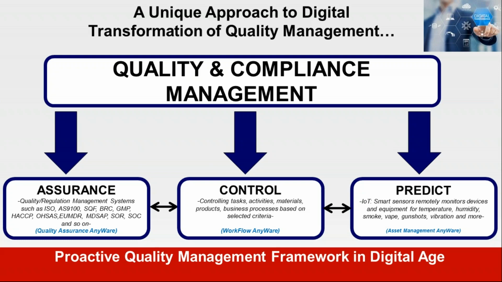And finally, there is the predict piece. That's where you become predictive. That is where you think ahead with the help of IoT devices, with the help of smart sensors, so you can remotely monitor the health of your machinery, equipment, devices, your ambience, your environment. And these smart devices let you know what is coming before anything happens, such as temperature, vibration, humidity. These values are actually a symbol of what is coming.